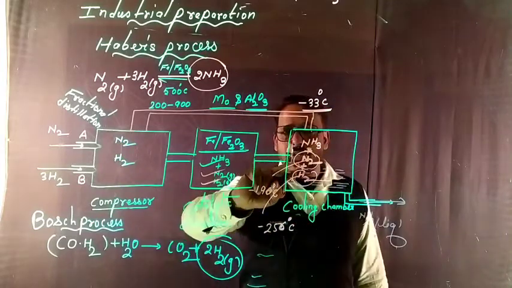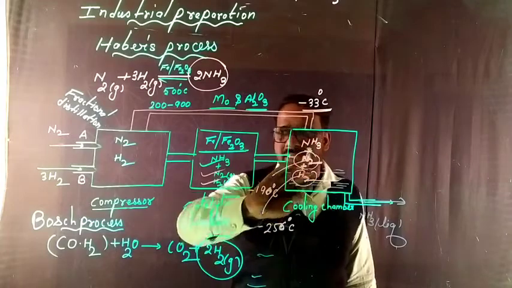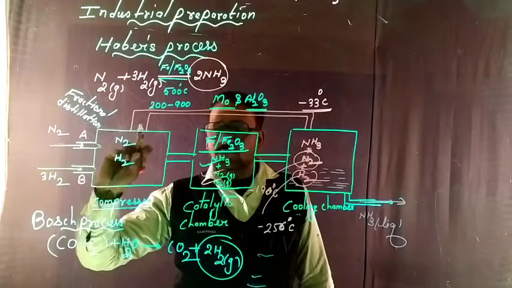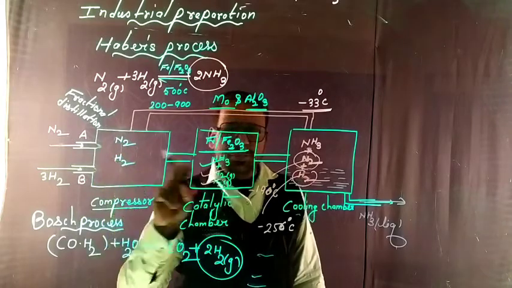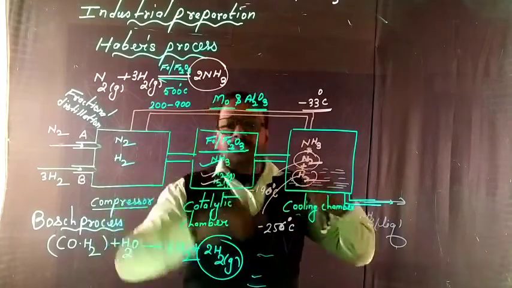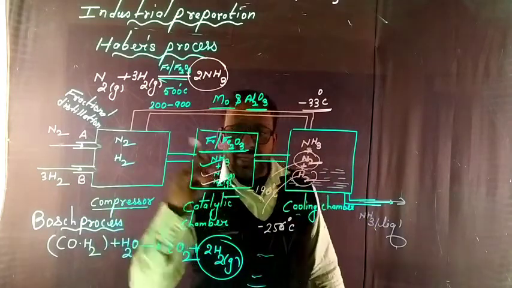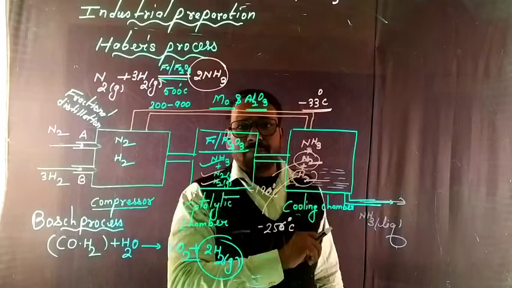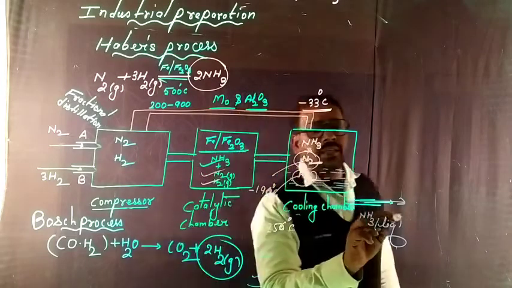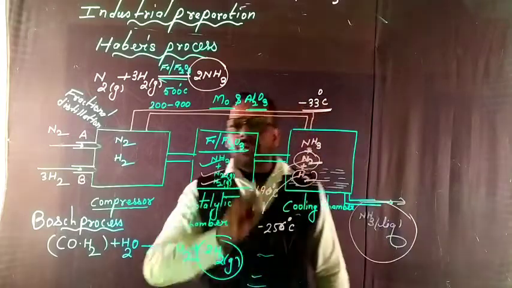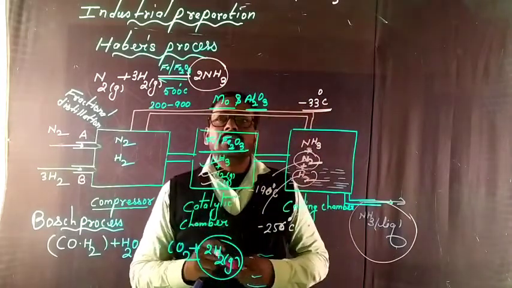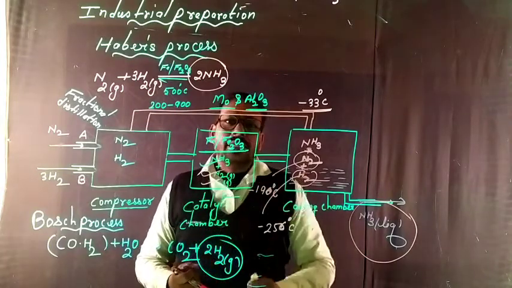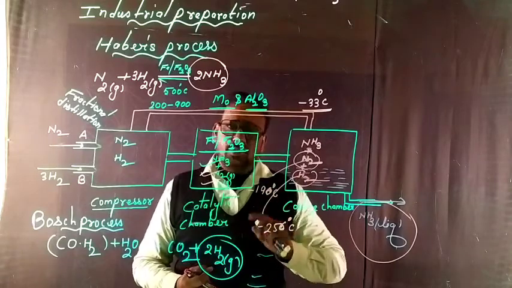Again the mixture of N2 gas and H2 gas must be sent to the first chamber, and again these gases are pushed through the compression from the first chamber to the second chamber, and again the reaction will take place and we will get ammonia. And then this mixture must be passed to the third chamber, and then by lowering the temperature, with high pressure, we will get liquid ammonia. So in this way, we can prepare ammonia by the Haber process, and this is called the industrial preparation of ammonia.